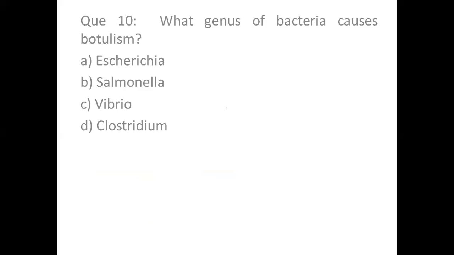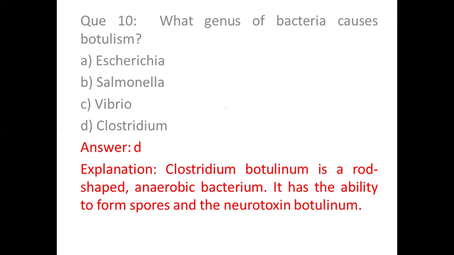The next question is question 10. What genus of bacteria causes botulism? The options are option A, Escherichia; option B, Salmonella; option C, Vibrio; and option D, Clostridium. The correct answer to this question is option D, Clostridium botulinum.